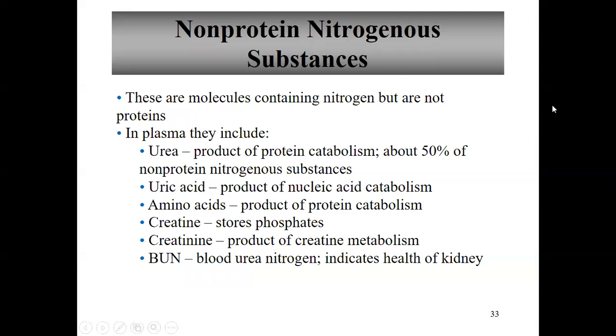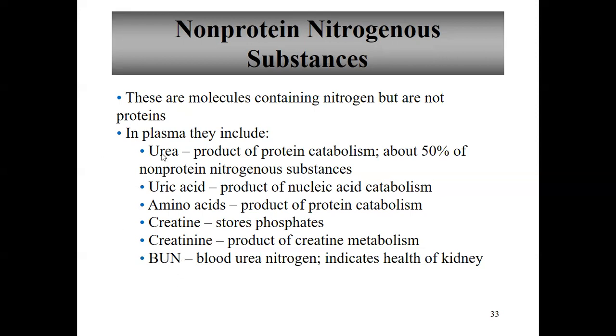So then we're talking about the non-protein nitrogenous substances. These are molecules that contain nitrogen but are not proteins. A lot of the nitrogen that is produced in your body is used in proteins, but these substances are not proteins, though they have nitrogen in them, and they include urea, uric acid, amino acids, creatine, creatinine, which are two different things, and BUN, blood urea nitrogen.